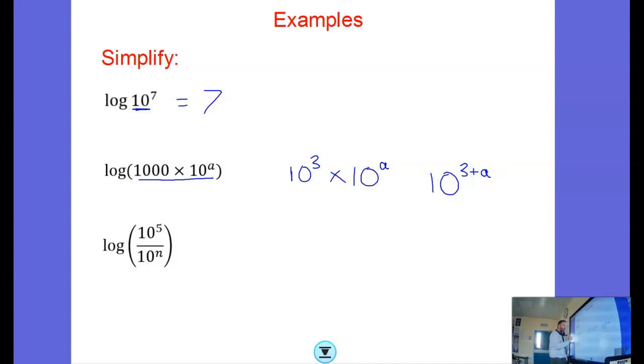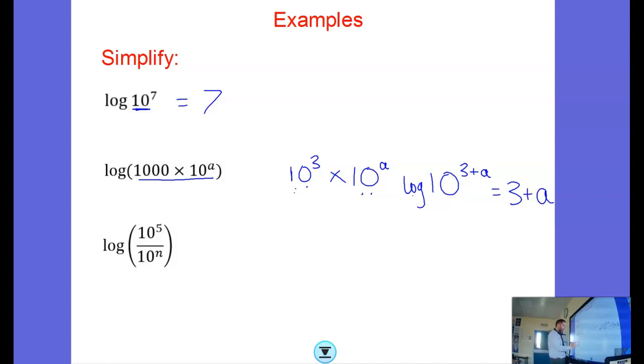Now if I've got log of that, so I've got log 10 to the power of 3 plus a, well, think back to this one and back here. If I'm saying what power of 10 gives me 10 to the power of 3 plus a, that is just 3 plus a. So you can see we can simplify quite complicated things by trying to manipulate them into these powers of 10. We use the rules of indices. When you multiply two powers of the same base, you add them together, and the log of anything 10 to the power of is just that power.